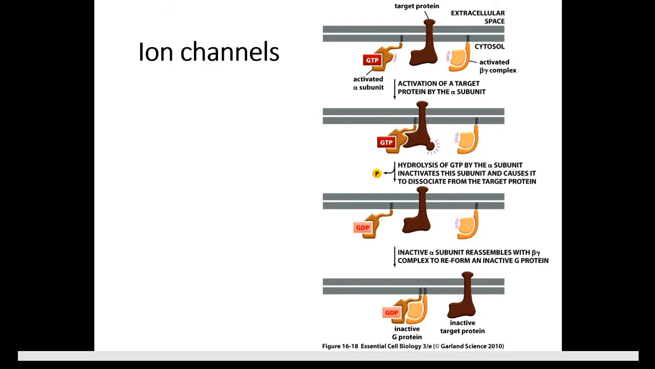Okay, what is the purpose of inactivation? Because of inactivation, the beta and gamma subunits come back to the alpha subunit, make an arrangement, and it becomes a G protein coupled receptor again. Once receiving the signal, it activates the target protein. After releasing the signal, it goes back to the original form.